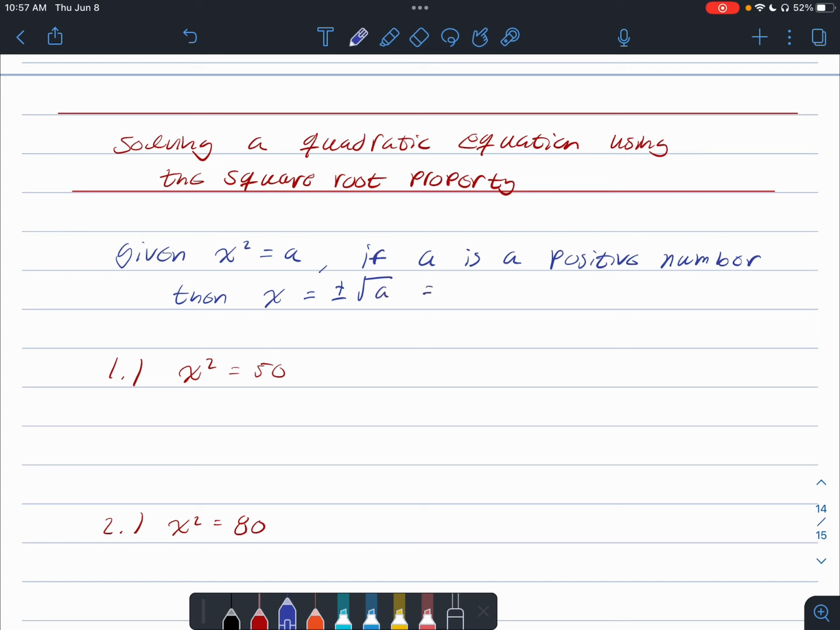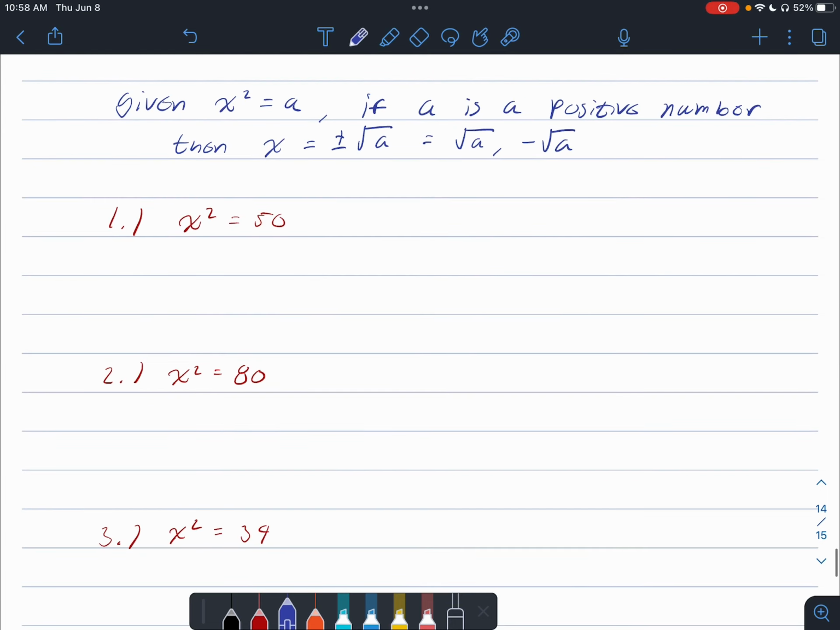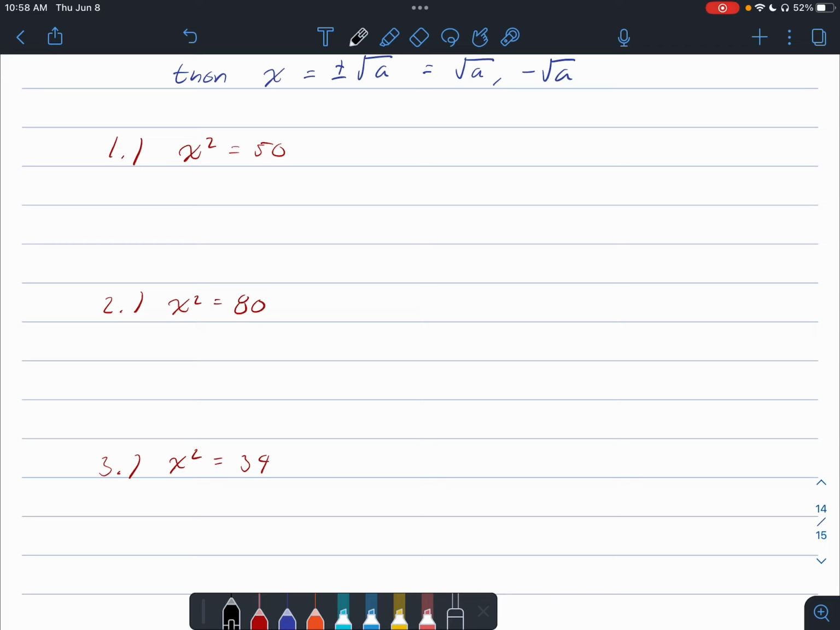Or we can write this using commas as x equals the square root of a and the negative square root of a. Keeping in mind the negative is on the outside. That part of this is very important here. So we can always write this as x equals the square root of a or negative square root of a. So here, let's take a look at our first example.